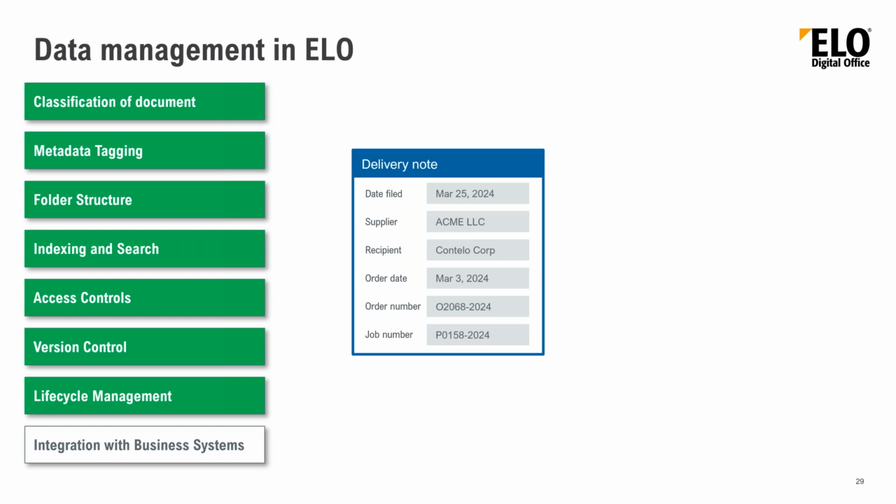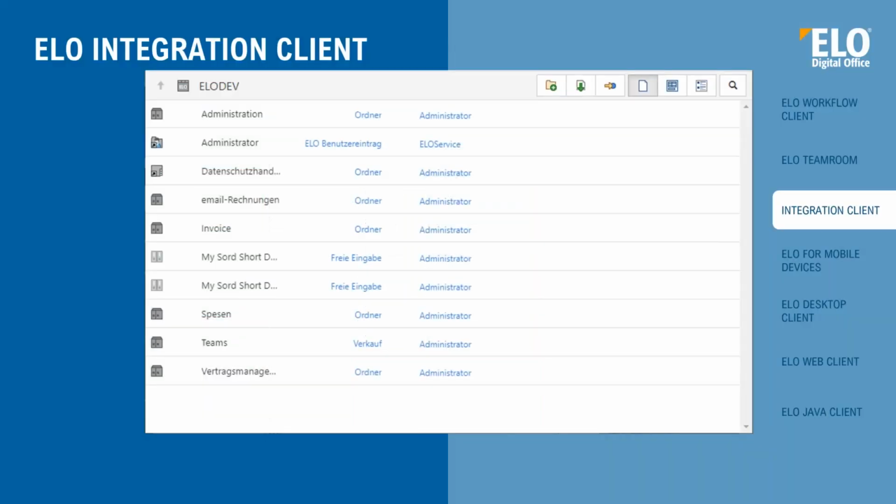That's all possible with the ELO ECM suite, and those are standard features which you can use by using the ELO ECM suite. But there's one more: integration in business systems. And with the so-called ELO integration client, it is possible to integrate in your business applications, in your ERP, in your CRM. And it looks like this.